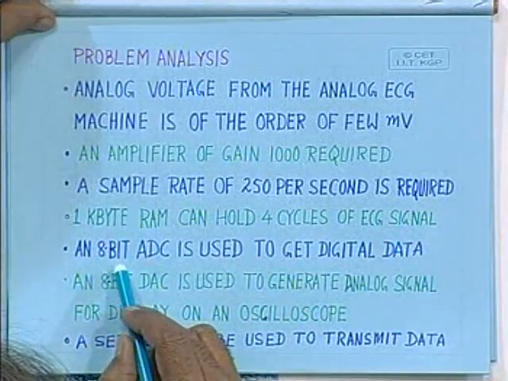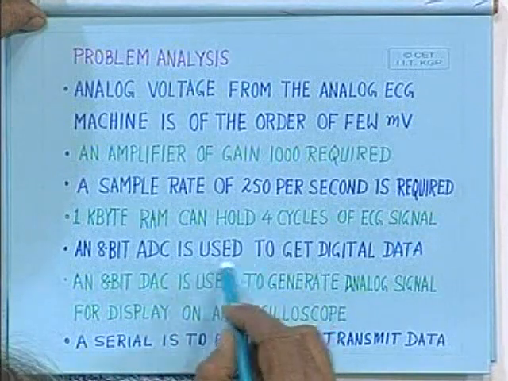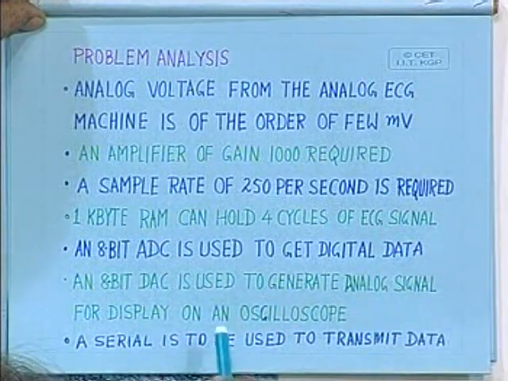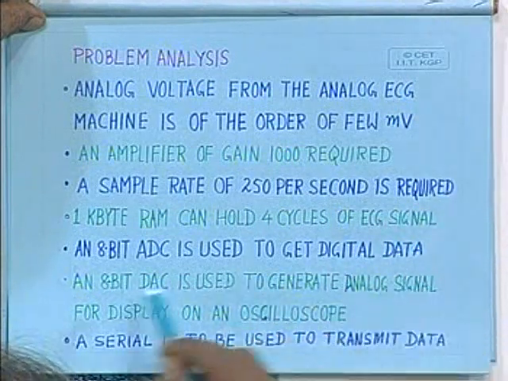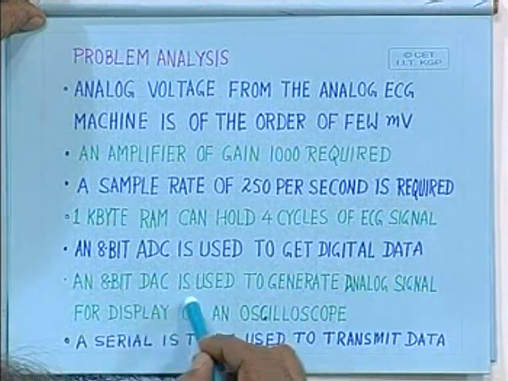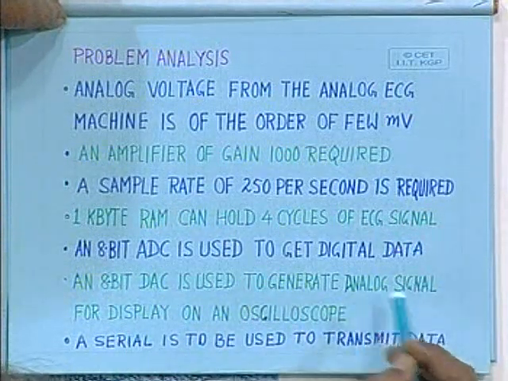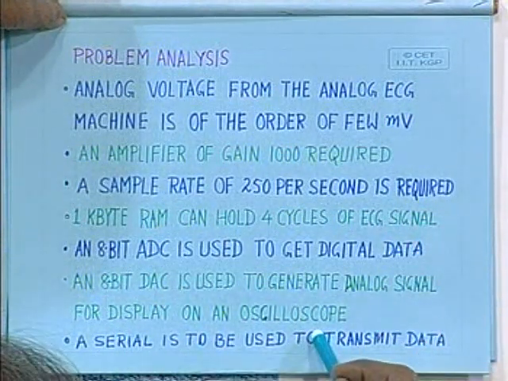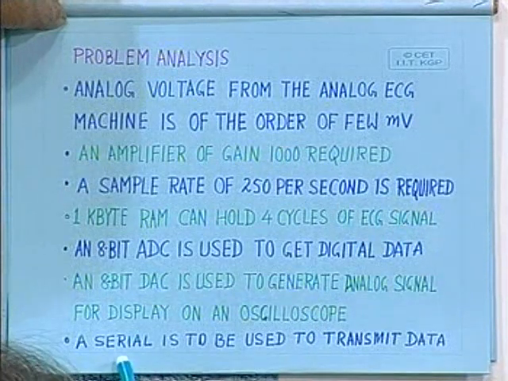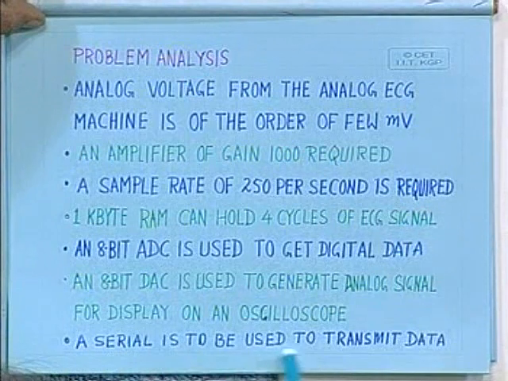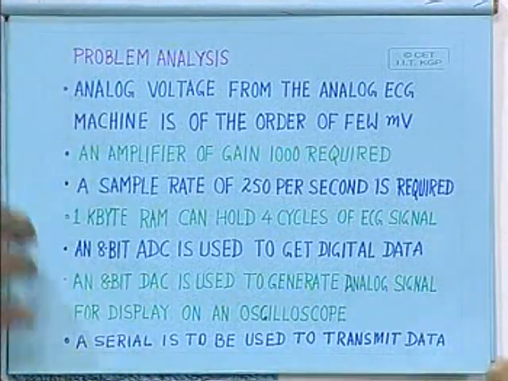Then an 8-bit ADC, analog to digital converter, is used to get digital data. And for display purpose, one 8-bit digital to analog converter is used to generate the analog signal for display on the oscilloscope. And for transmission of data, we have to implement one serial port for transmission.